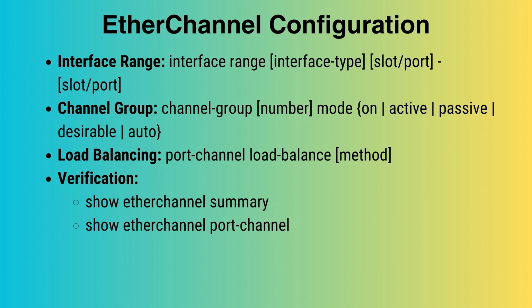Configuring EtherChannel involves several key steps to ensure that multiple physical interfaces are correctly bundled into a single logical link. Start by selecting the interfaces you want to bundle. This is done using the interface range command, which allows you to specify multiple interfaces at once. Next, you assign the interfaces to an EtherChannel group using the channel-group command, followed by specifying the mode: on, active, passive, desirable, or auto. For example, to configure EtherChannel using LACP in active mode, you would use the command channel-group, number, mode active. This step binds the selected interfaces into an EtherChannel group.